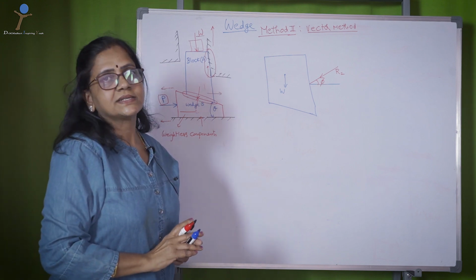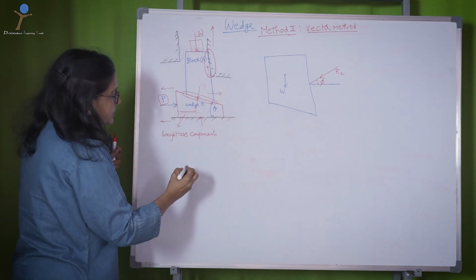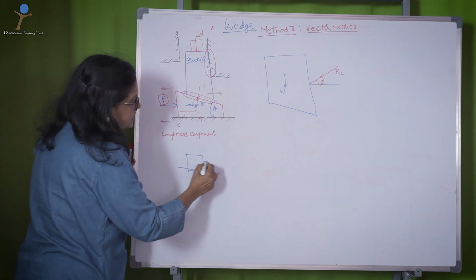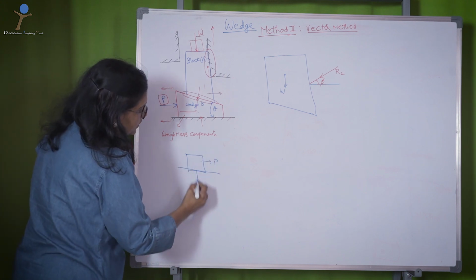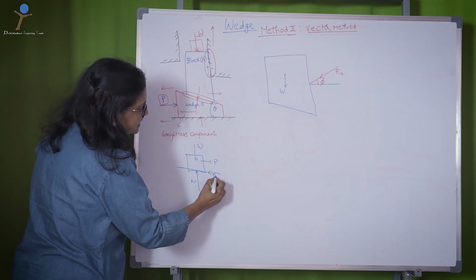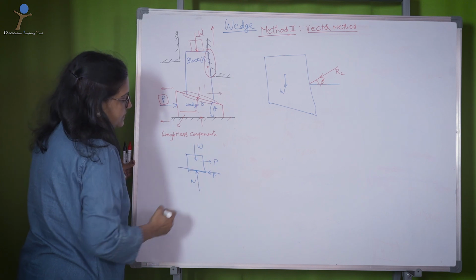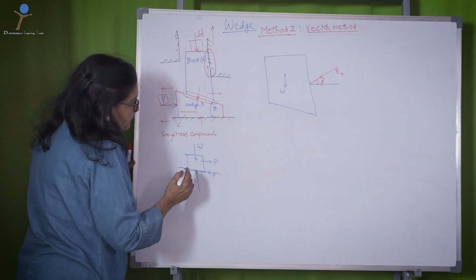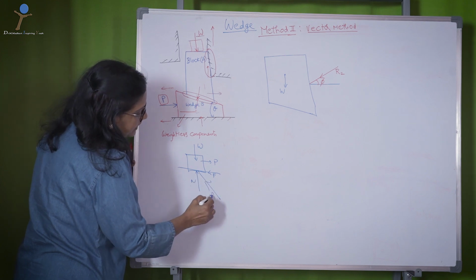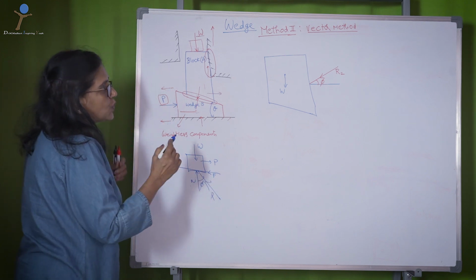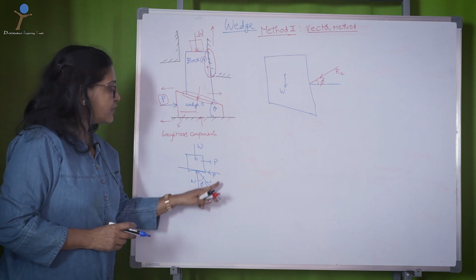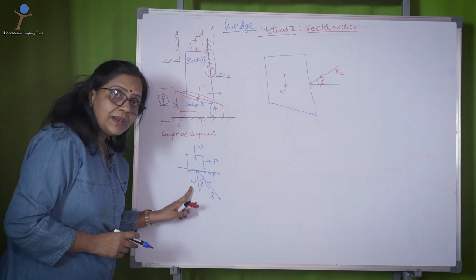We have already discussed that when a body is placed on a surface and is pulled with a force, and the weight is acting downwards, you have normal reaction and frictional reaction. Now we can replace this F and N with R, which is at an angle of phi with N. So this R is called the resultant of frictional force and the normal reaction.